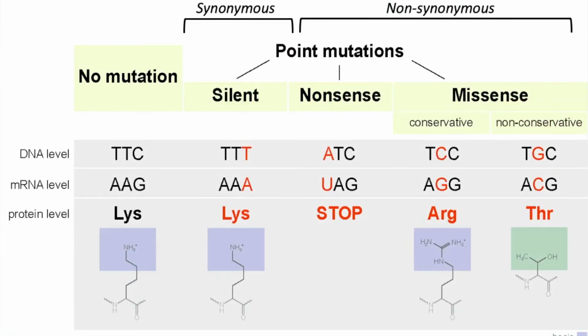Because what if you had a stop codon occur after only maybe 20 amino acids? That's probably not long enough to actually do anything. And so you're left with this truncated, useless protein. And so that's called a nonsense mutation.